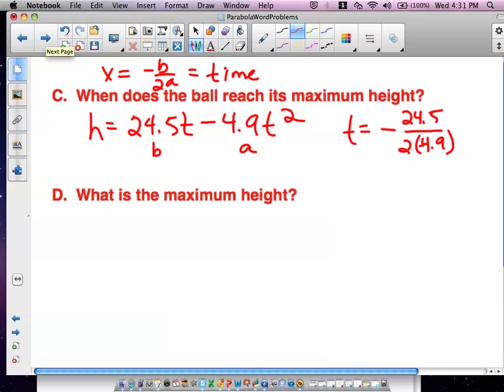for negative 4.9. And going through the algebra, use your calculators, please. This turns out to be positive 5 over 2, or 2.5. So to put this in perspective with real-world time, this is about 2.5 seconds after takeoff. About 2.5 seconds after takeoff, it reaches its maximum height.